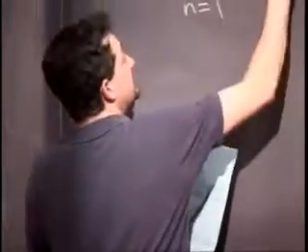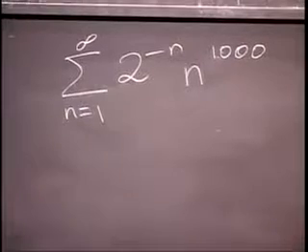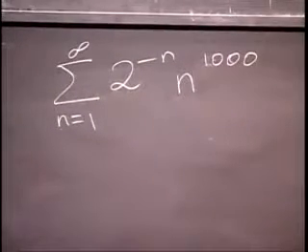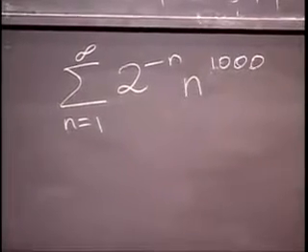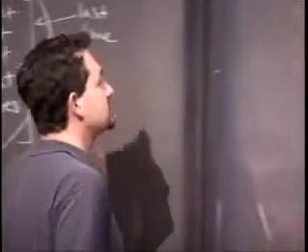Let's look at this example. 2 to the minus n, times n to the 1,000. Well, this is very similar to an example that we saw in integrals. By the way, the ratio test does work for this, and it will show you that it converges. I'll leave that to you as an exercise. Let's just do it using comparison.